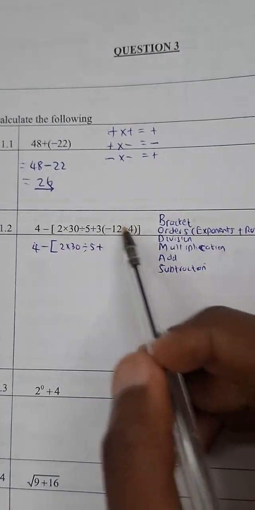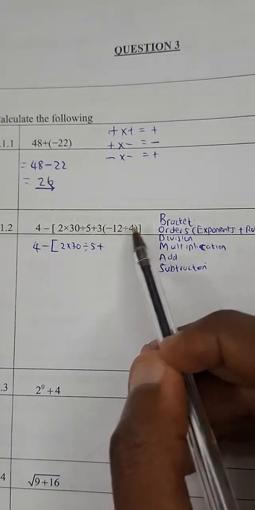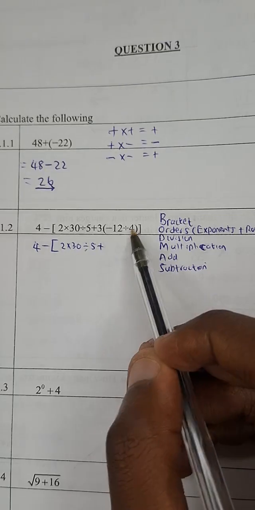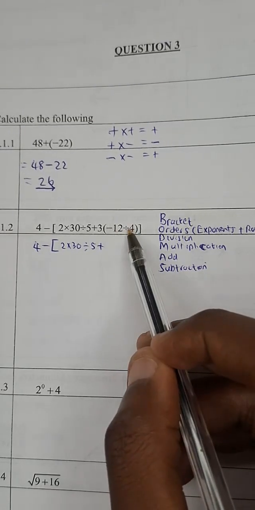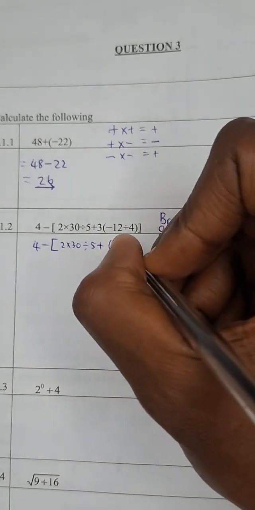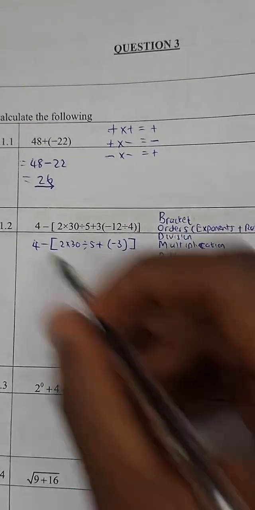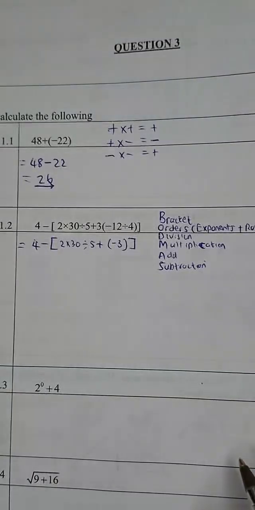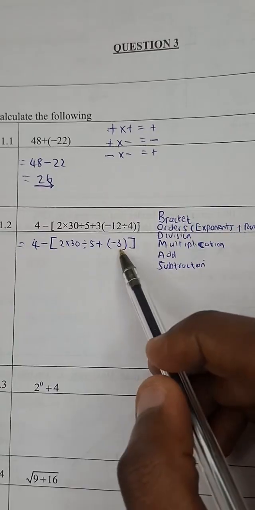We come here inside this bracket. Negative 12 divided by the 4. What's negative 12 divided by 4? Negative divided by positive is a negative. Then 12 divided by 4 is 3. So we have negative 3 there. Yeah, that's a mark there because we are observing the bracket.